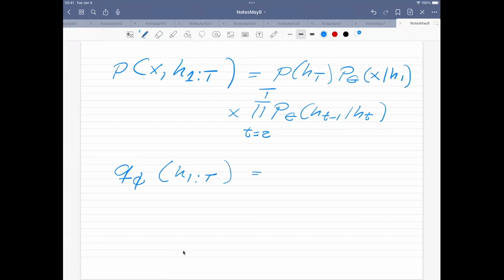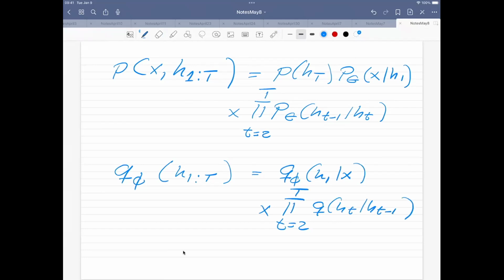And this is a quantity which will be defined as a q of phi of h1 given x multiplied with all the remaining ones. So this goes from t equal 2 up to final t, and then I have a q of h of t given h of t minus 1.